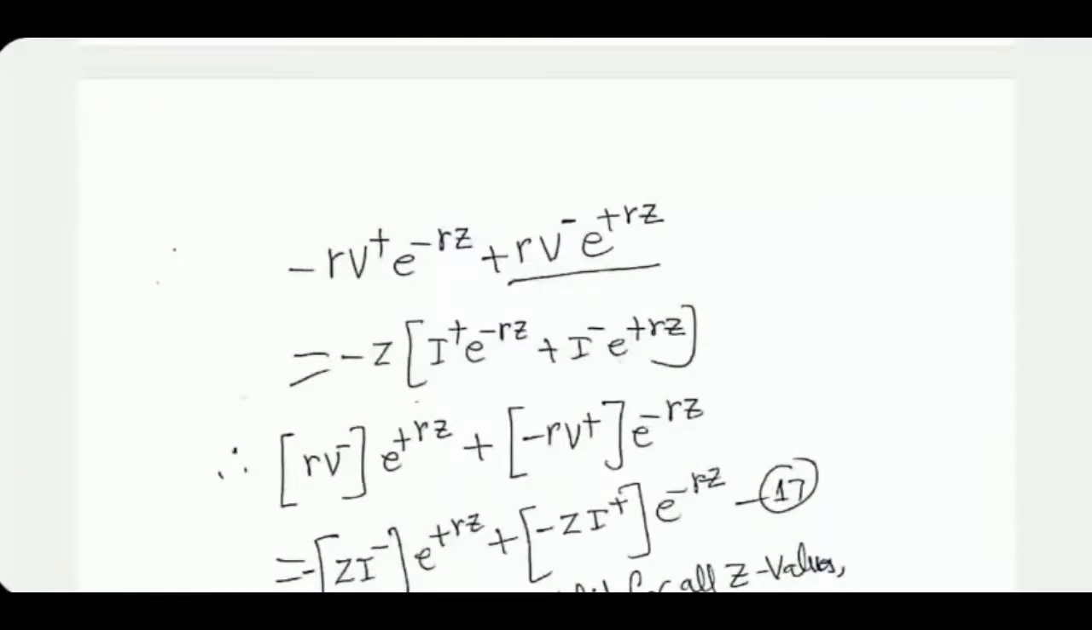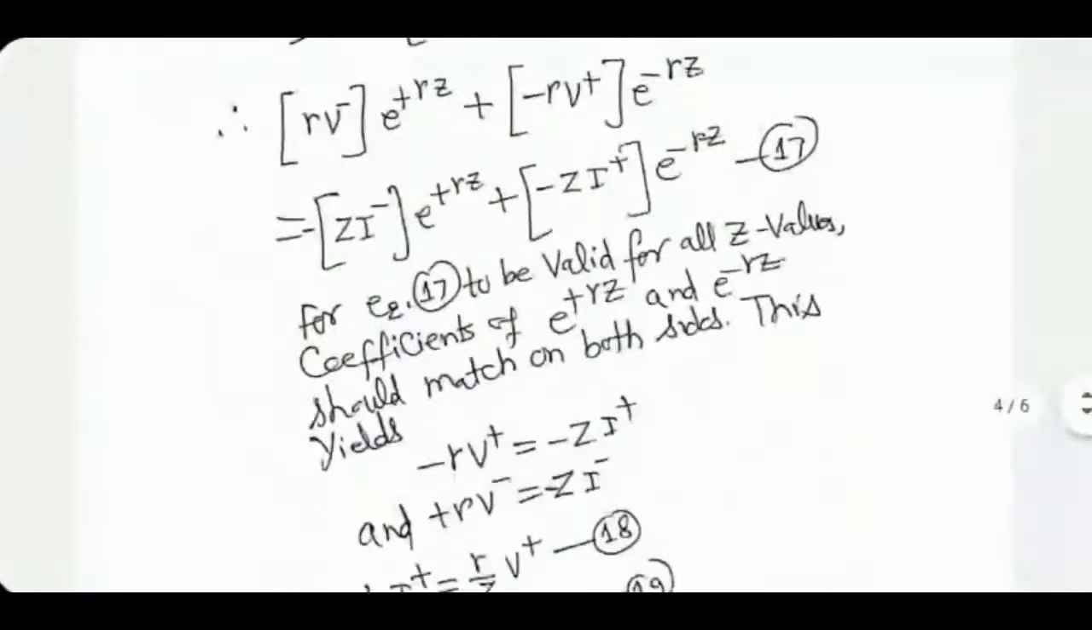Now this equation has to be valid for all values of small z. That means at all points along the length of the line. If that were to happen, the coefficient of e to the power minus gamma z should be same on both sides of this equation, and coefficient of e to the power plus gamma z should also be the same on both sides. Then only this equation can be satisfied for all values of z. You can verify the math.